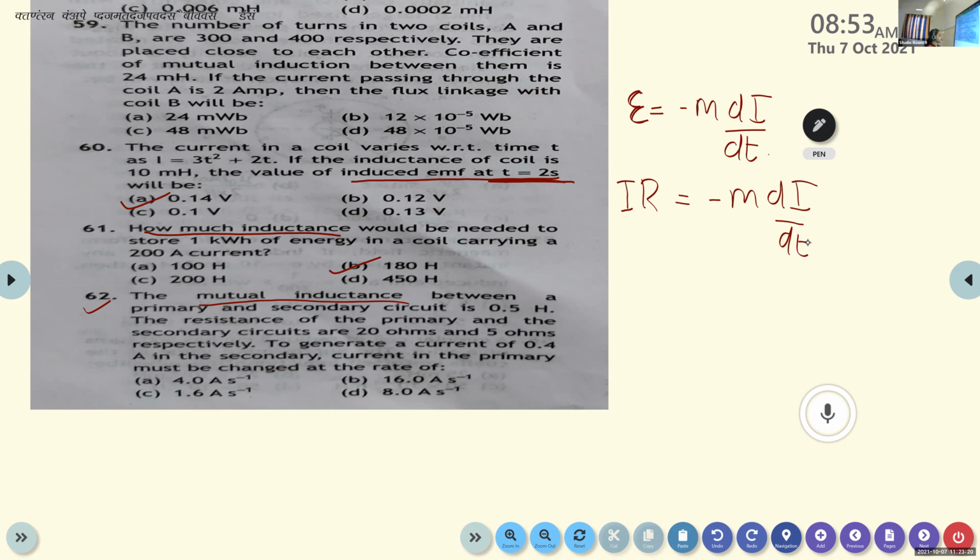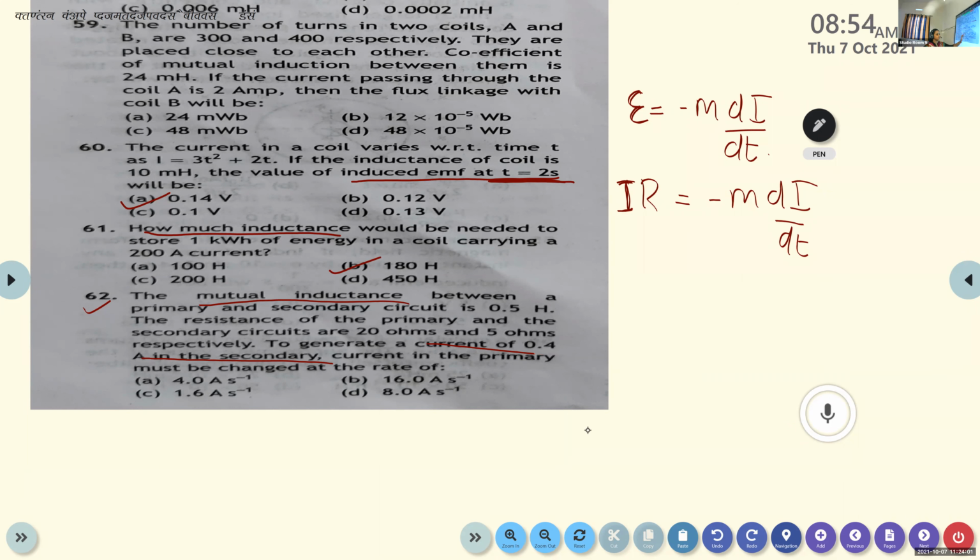So here we want to find out the rate of change of current in the primary. That is, we want to find out di by dt. So what about the value of current I? The value of current is given. Current is 0.4 ampere in the secondary, and the value of resistance is also given. We need to calculate the rate of change of current in the primary, so we give preference to the values given regarding the secondary.